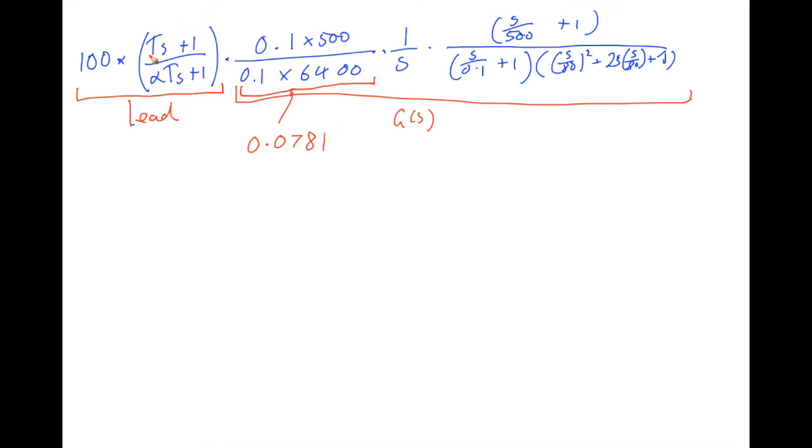Similarly for the lead compensator, we had some values of alpha and T here, but they're not going to matter when s equals 0, because when s equals 0, this just goes to 1, and we've just got the 100 out the front.